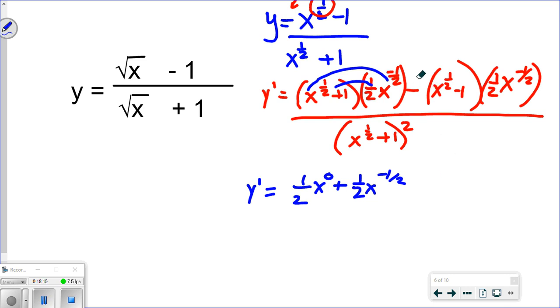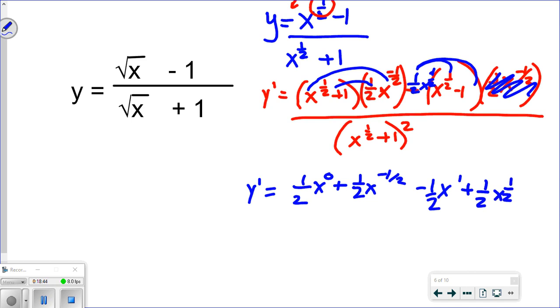Now let's distribute the negative. I'm going to do the same thing I've been doing. Put the 1/2 x to the negative 1/2 in front. So this is negative 1/2 x to the 1/2. So it's negative 1/2, and remember, we add the exponents. So 1/2 plus 1/2 is 1. And then we have negative 1/2 times negative 1, so that's positive 1/2 x to the 1/2. And then we have our line still and all that squared on the bottom.